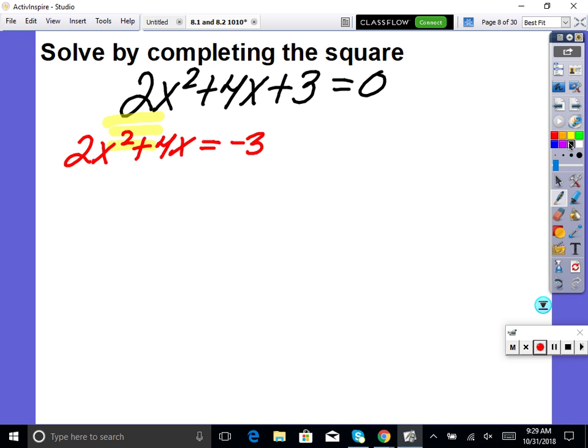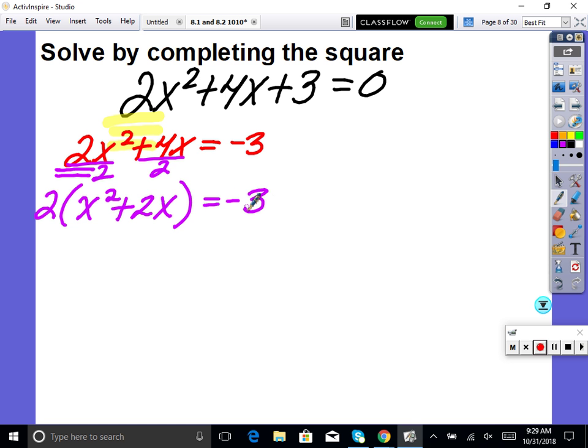Now, we can factor out a 2, can't we? We're going to want to factor out no matter what. Whatever this is in front, that's what has to be factored out, period, end of story, no matter what. So we'll pull out a 2, and then divide by 2, divide by 2. So then left would be x squared plus 2x, and that's equal to negative 3. So now to get this side alone, what would we do? Divide by 2. So now we're looking at x squared plus 2x equals negative 3 halves.